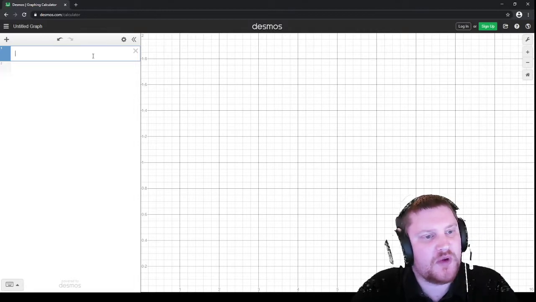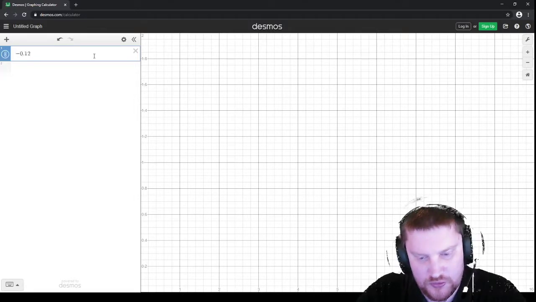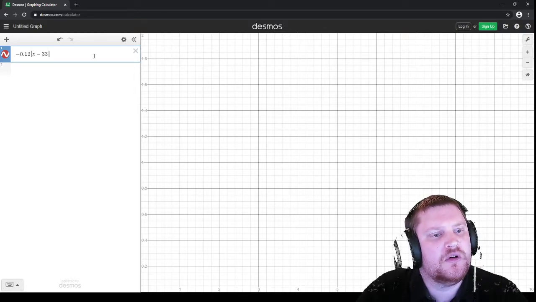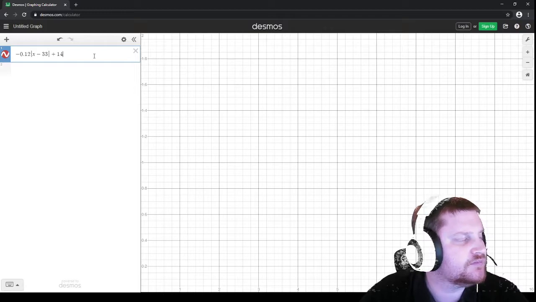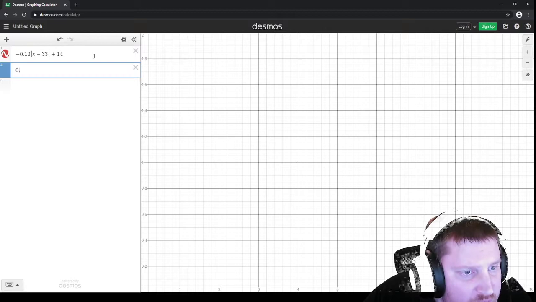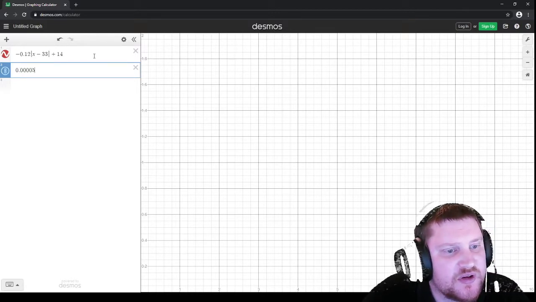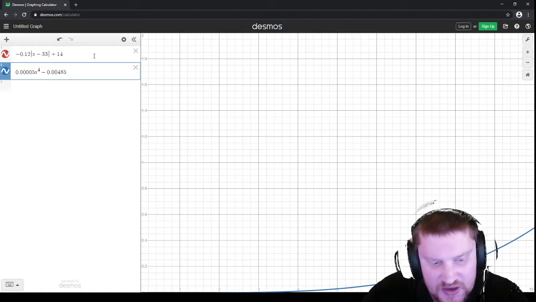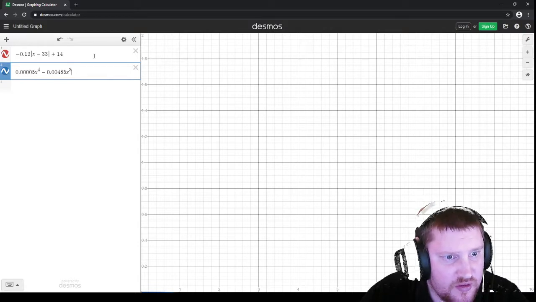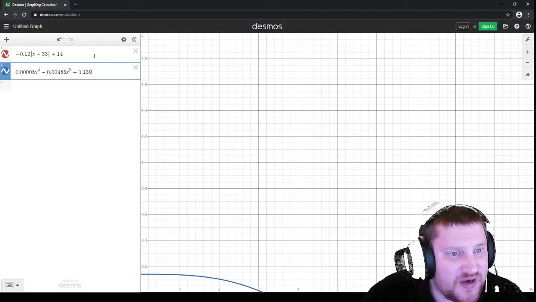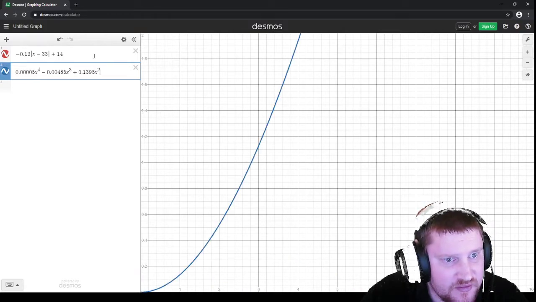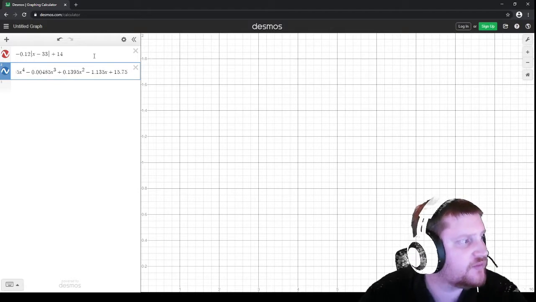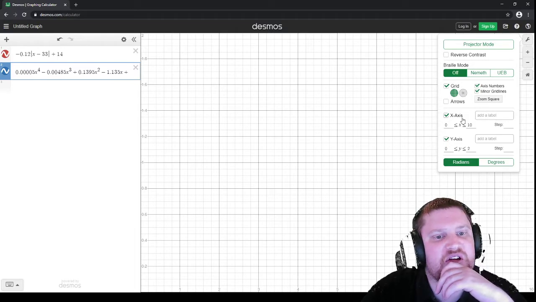So, our two models are negative 0.12 absolute value of x minus 33 plus 14. And the other one is 0.0000 5 times x to the 4th minus 0.00485 x to the 3rd plus 0.1395 x squared minus 1.135 x plus 15.75. And once again, they've told us to change our scale.